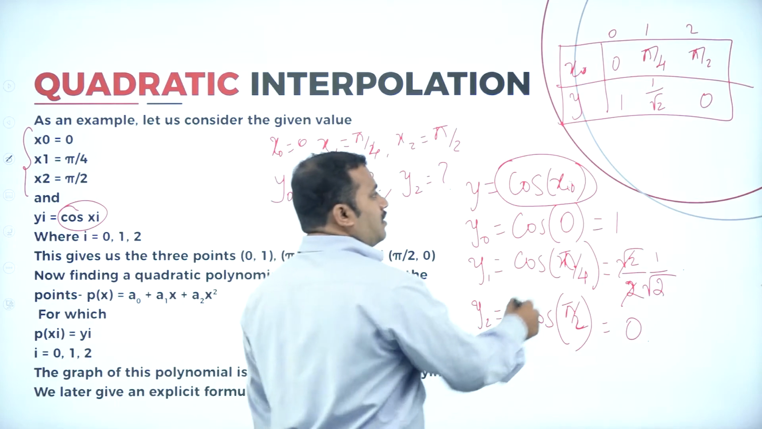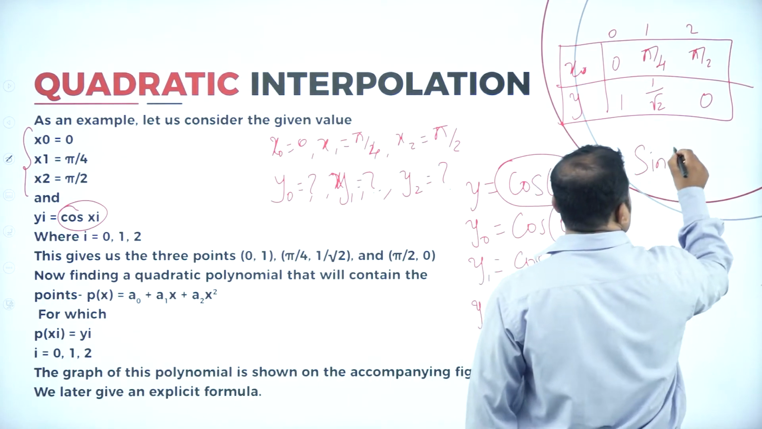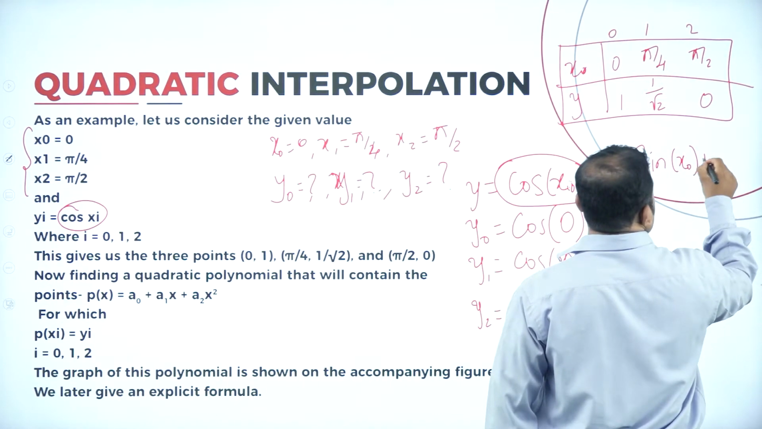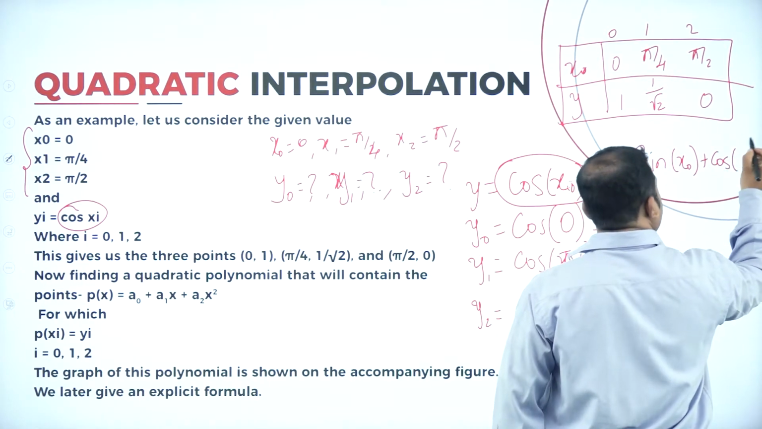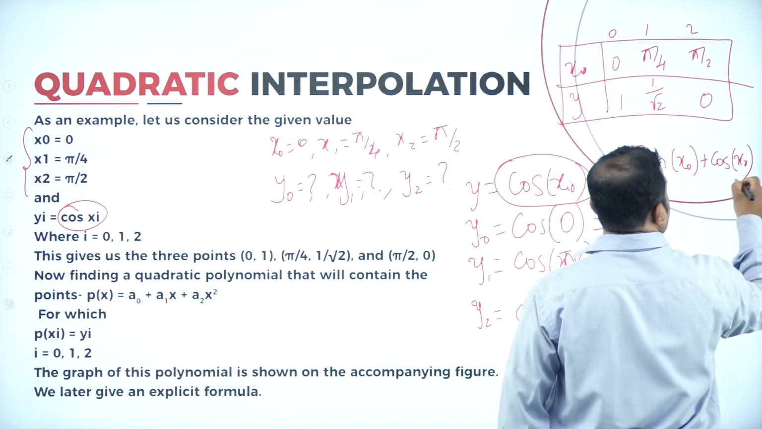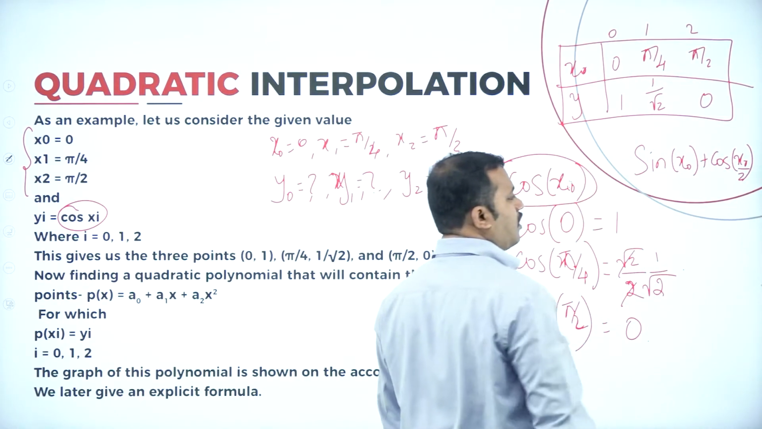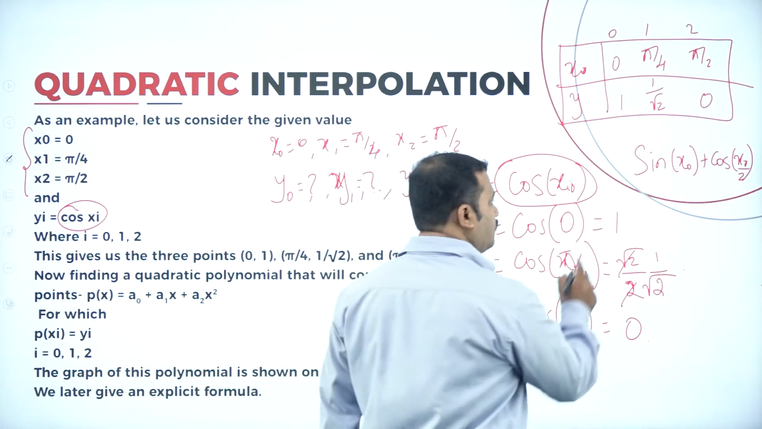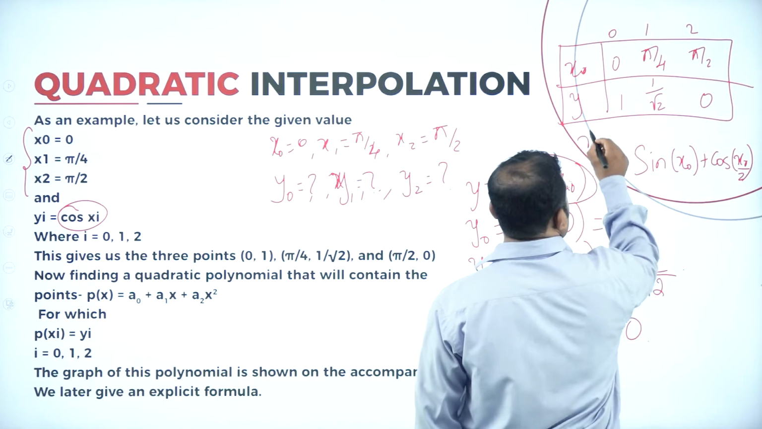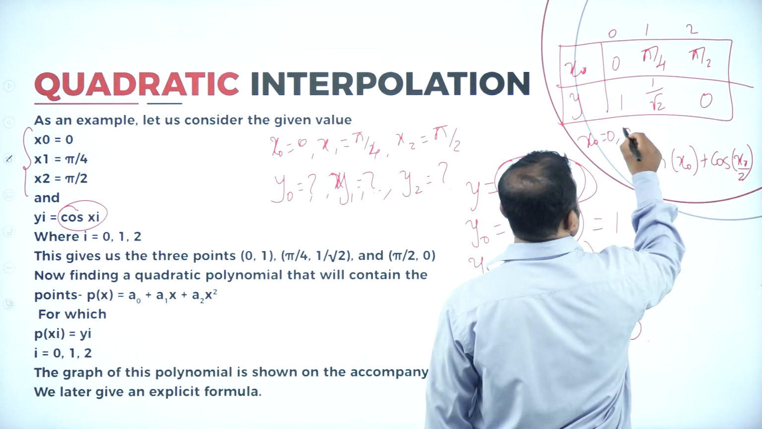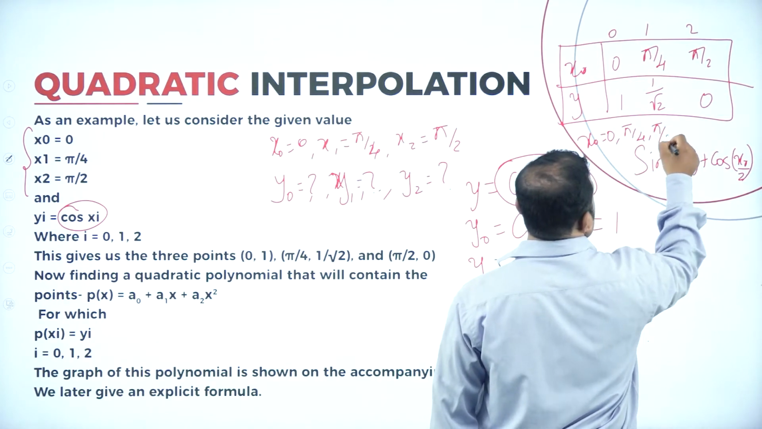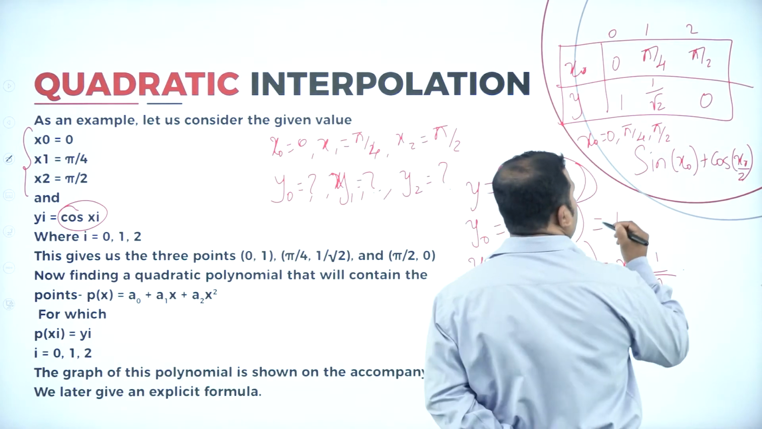Similarly, if I have a function like sine of x0 plus cos of x0 by 2, what has to be done here? If this is the function, what has to be done? If that is the case, let the values of x0 be 0, pi by 4, pi by 2. If that is the case, what happens here?